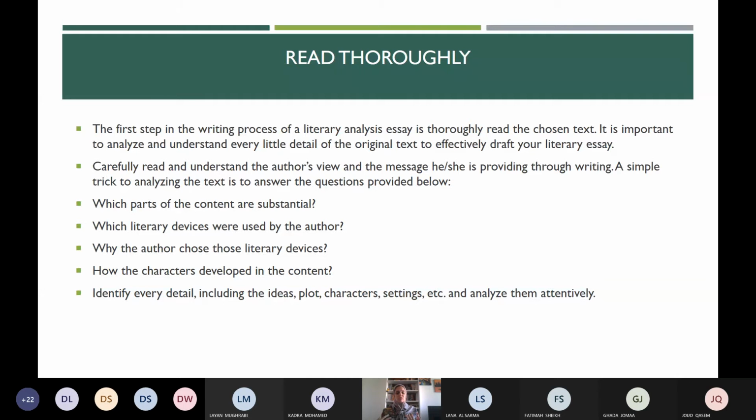Identify every detail. So I try to mention the plot and the characters. The plot was fast, exciting, or boring and full of unnecessary details. Characters were alive. On the other hand, I can mention that the characters of this literary work were so poor. The author failed in giving life to the characters, so there was a feeling that the characters were dead.